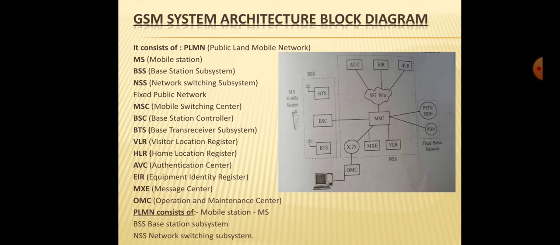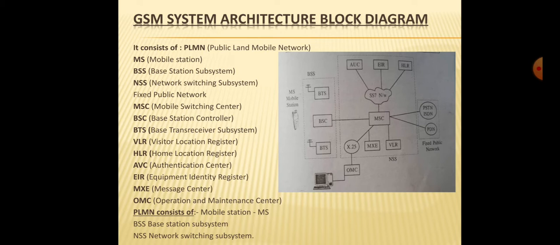First, PLMN is public land mobile network. Then MS is mobile station. BSS is base station subsystem. Then NSS is network switching subsystem. Then fixed public network. MSC is mobile switching center. BSC is base station controller. Then BTS is base transceiver subsystem.